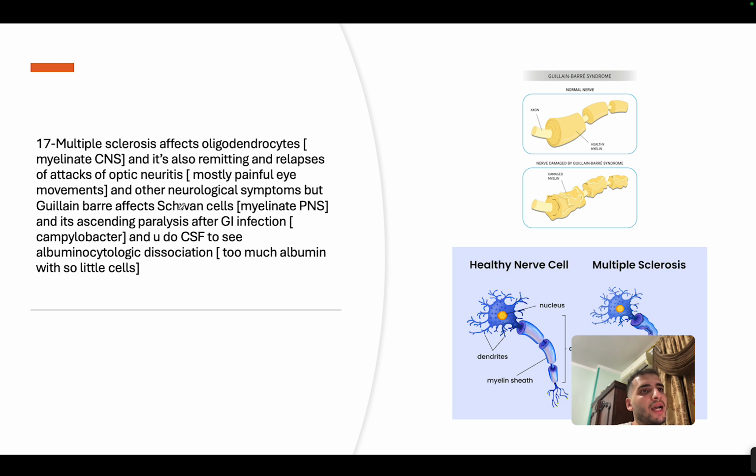Okay. The next thing is that multiple sclerosis is an autoimmune disease that affects middle-aged women, and it affects oligodendrocytes, which are the cells associated with myelination of the central nervous system, okay? Now, it happens as remitting and relapsing symptoms, so it comes in stages, and it will present with abnormal neurological symptoms, for example, hand weakness or whatever. But the most specific thing is that it will present with optic neuritis, which is eye pain during movement of the eyes, okay? This is the important stuff.